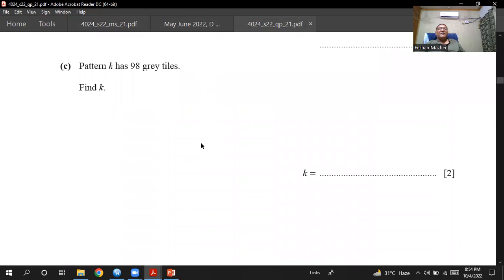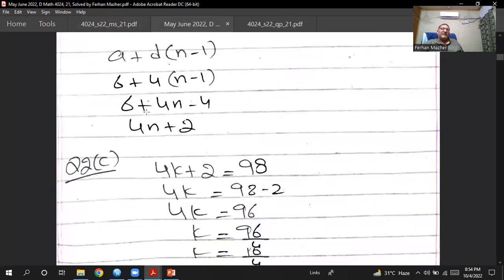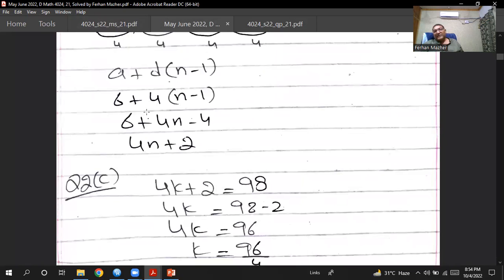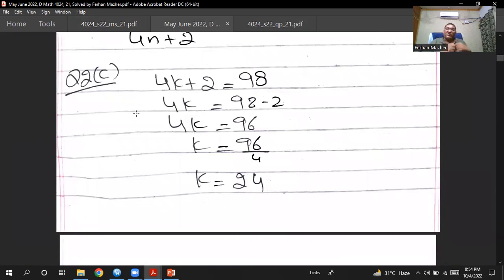Then he says pattern K has 98 gray tiles, so find the K. For the pattern K, in the place of n, I will put K. The formula for the nth term was 4n plus 2. So for the kth pattern, the number of gray tiles will be 4k plus 2. And we know that the number of gray tiles is 98. So 4k plus 2 is 98.